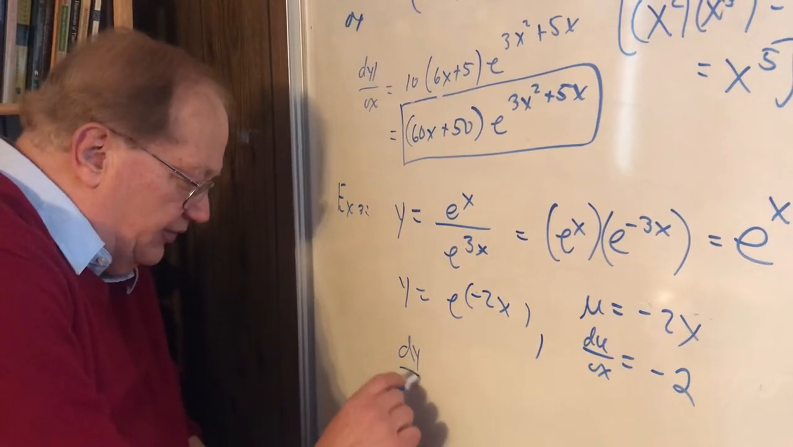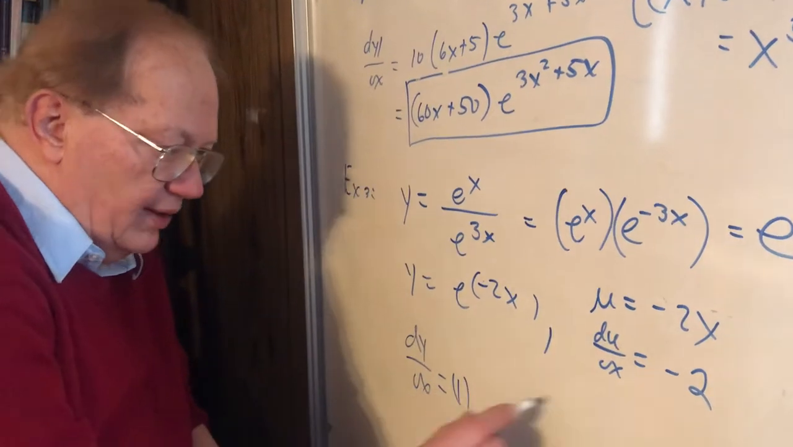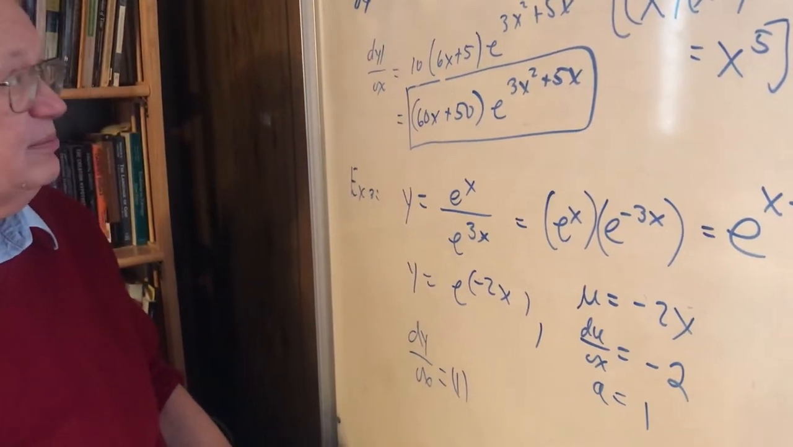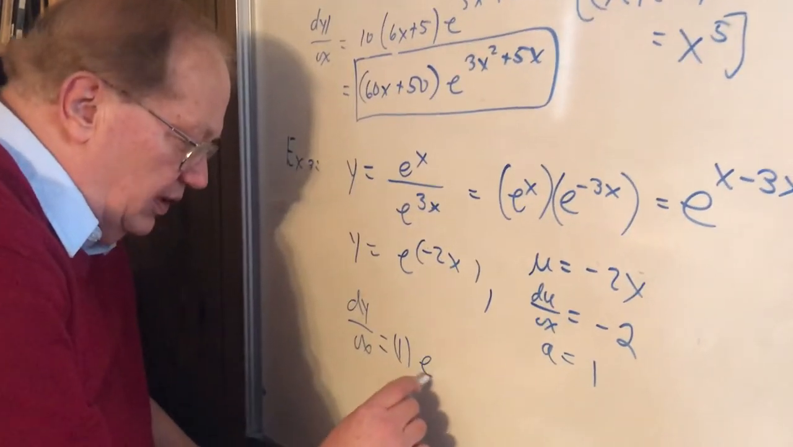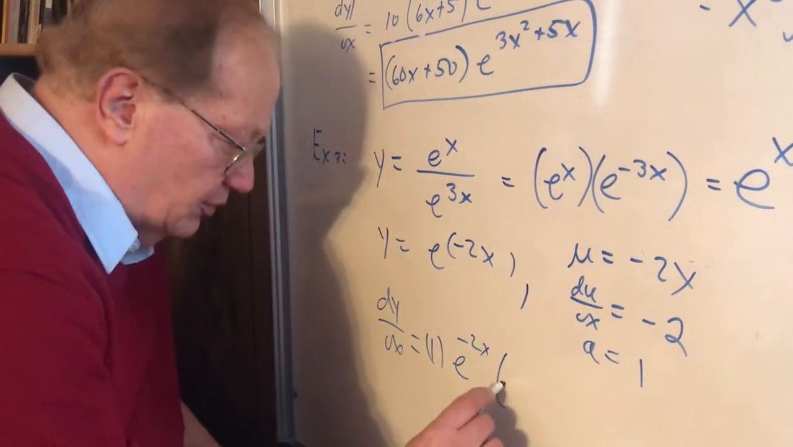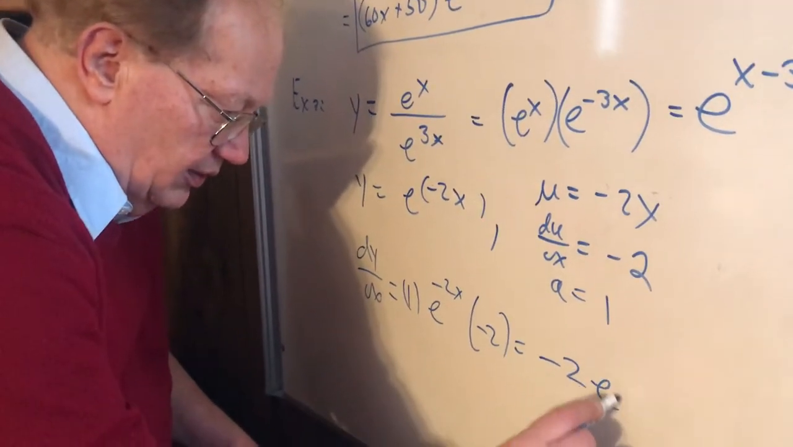So dy dx, substituting in the rule. The a is 1. Remember, we have to define a. A is 1. We'll look up to the rule here. Times e to the u, e to the minus 2x, times du dx is minus 2. And the answer is minus 2 e to the minus 2x.